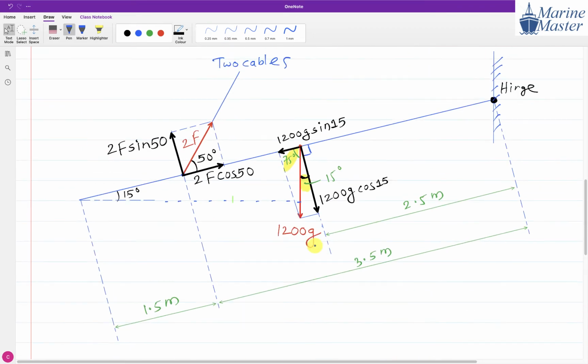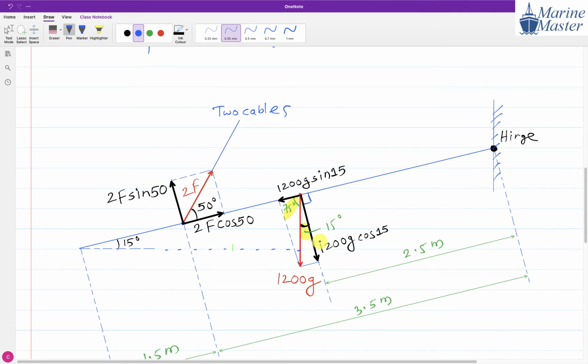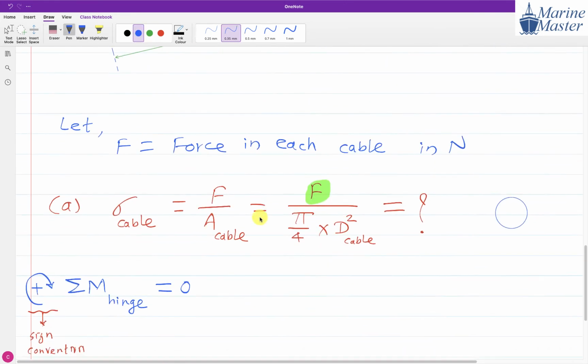Then what about this 1200g cos 15? For 1200g cos 15, the perpendicular distance is 2.5 meters. And is the moment clockwise or anti-clockwise? Sir, the moment is clockwise only. Clockwise. So 1200g.